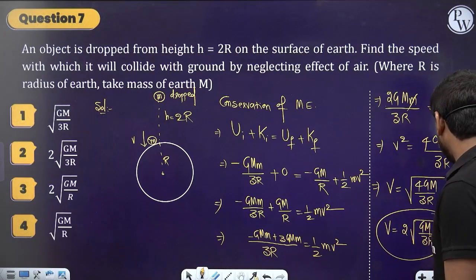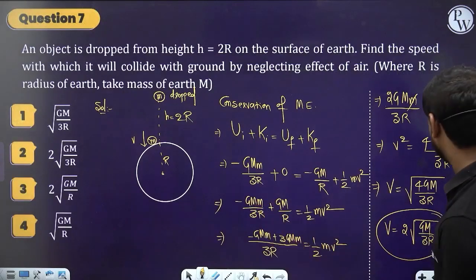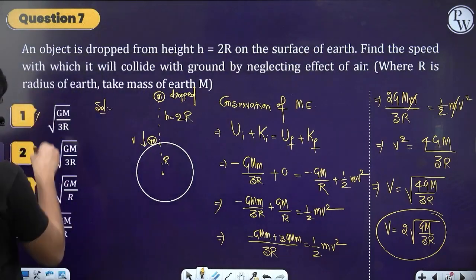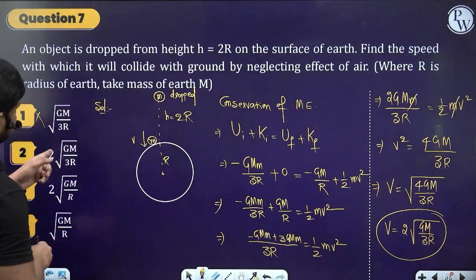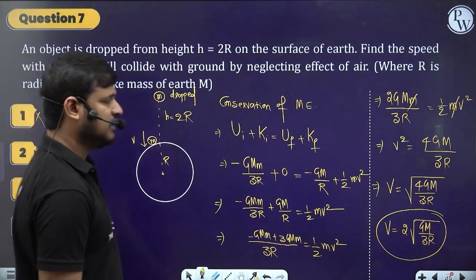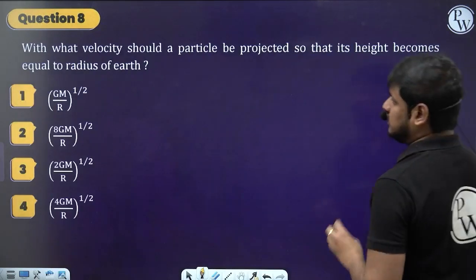So check the options now. Where are the options? Here only, right? 2 into root over GM by 3r is not directly there, but 2 into root over 3GM by 3r, the second option, is the correct one. Done? Clear, guys? Chal, let's go for the next question.